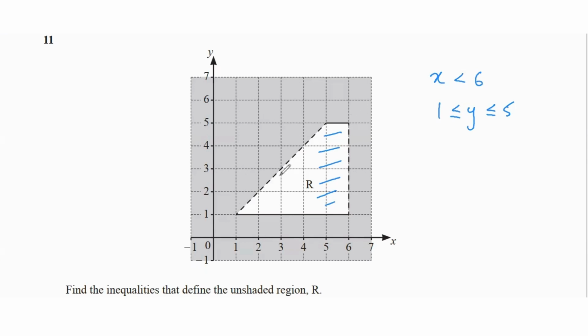Lastly, we have this diagonal, which is also a dotted line, which means it's either going to be less than or greater than. If you notice, for x equals 2, it's y equals 2. For x equals 3, it's y equals 3, and so on, which means it's the line y equals x. But for the region, it's looking at the values of y that are decreasing, not increasing, because this part is what we're focusing on. So it's going to be y less than x. These are your 3 inequalities that define the unshaded region R.